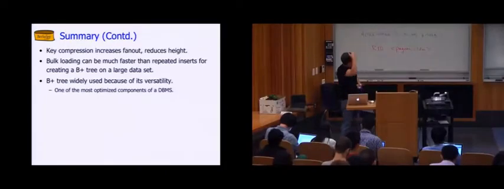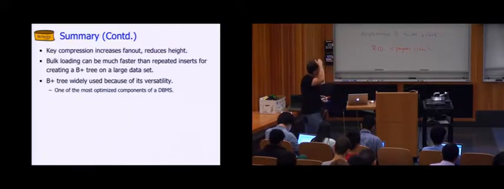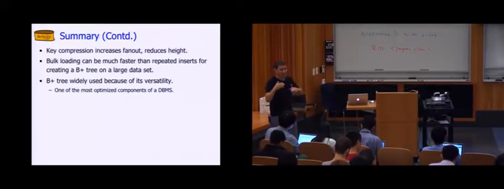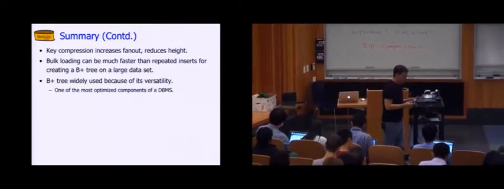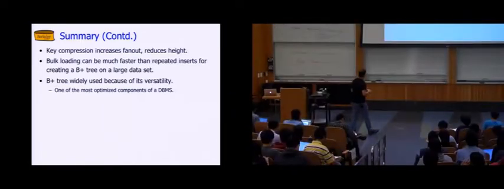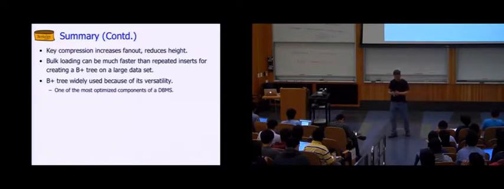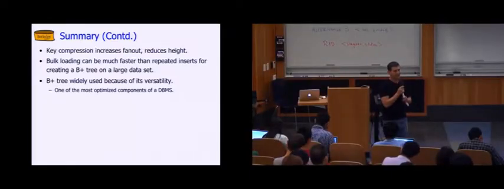Okay. The rest of the summary slide is summary. So key compression, we learned last time, will increase our fan out, which could decrease the height of the tree, which is a big win. We learned about bulk loading. It's much faster than multiple inserts. And then to emphasize one more time, B+ trees are widely used because of their versatility. They handle range queries as well as point lookups. And it's worth saying that they really are the workhorse of the bottom of the database if you have the kind of system that does a lot of small lookups.